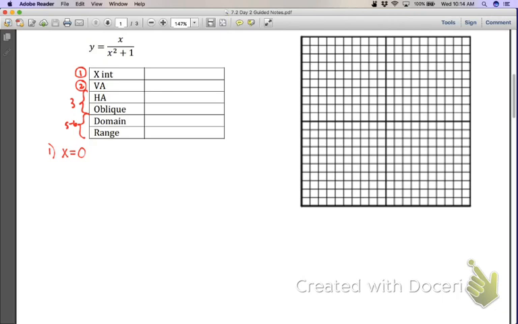Do I need to do anything? Nope. X is equal to 0. What's the second thing that I need to do then? For the vertical asymptote, what gets set equal to 0? The denominator. So x squared plus 1 equals 0.